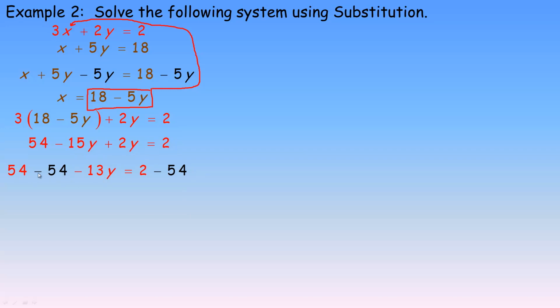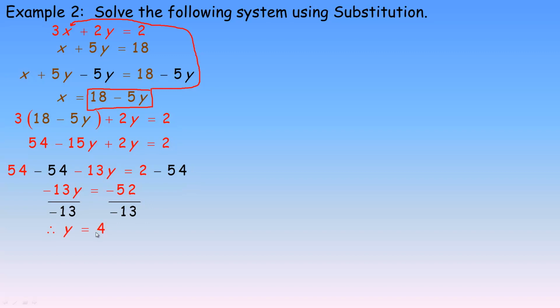So I'm trying to isolate for y here, so that's why I'm subtracting the 54 to get rid of the 54 on the left. So we'd have negative 13y equals, and this would be negative 52. And then I want to isolate for y. So the negative 13 is multiplied by the y, so we would divide both sides by negative 13. So that divides to give you 1 here. So y works out to be 4.